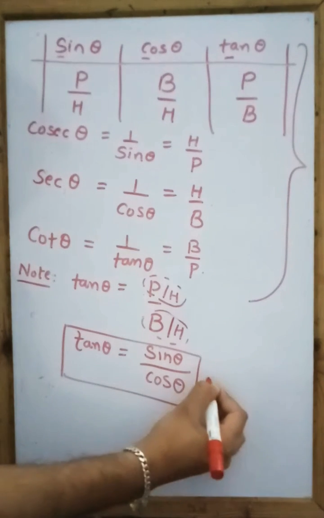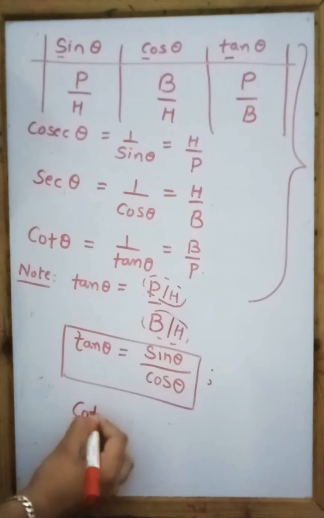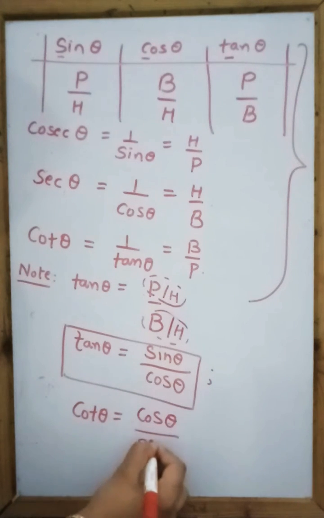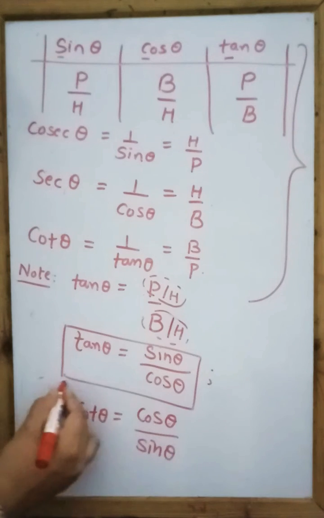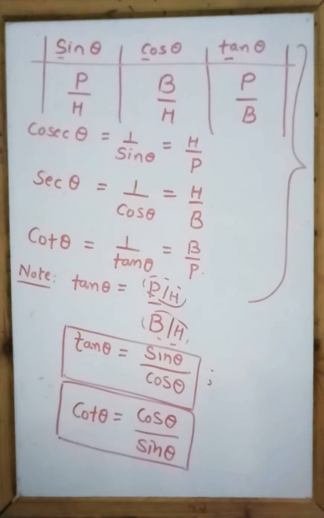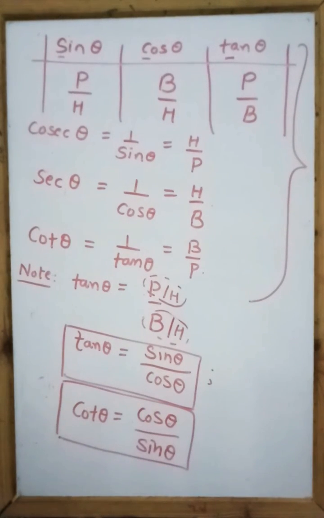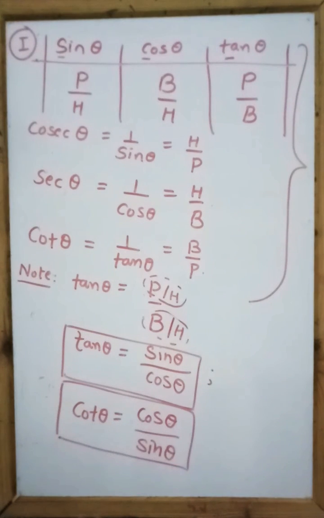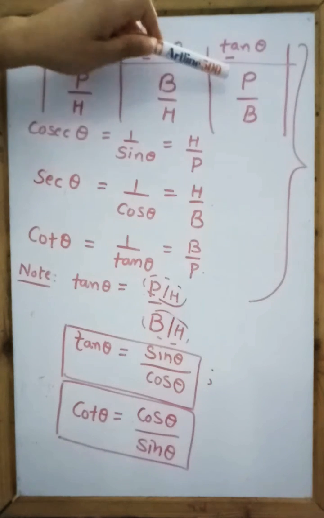So if tan theta is this, then you can rewrite cot theta as cos theta over sine theta. So this is the first list of formulas of trigonometry. I repeat, sine theta is P by H, cos theta is B by H, tan theta is P by B.